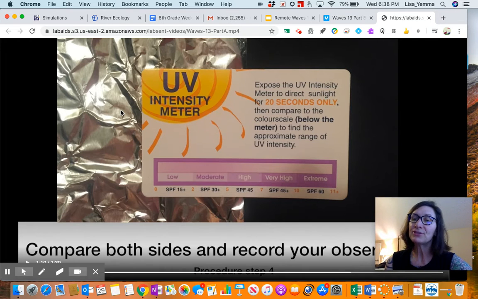When you look at this card, what do you notice? This UV strip, remember from the last video, changes colors based on the amount of energy from that UV wavelength. And we know that the darker the color, the more energy there is. The plastic piece was right here in the middle. This side had the aluminum and this side had the black. What do you notice?